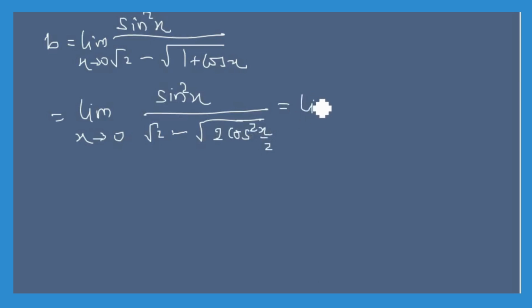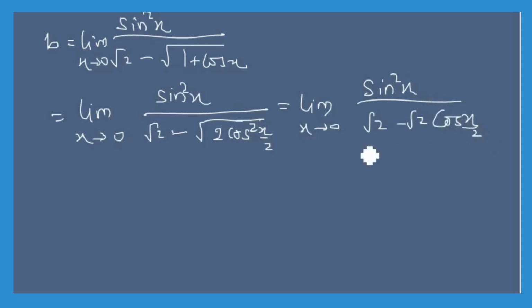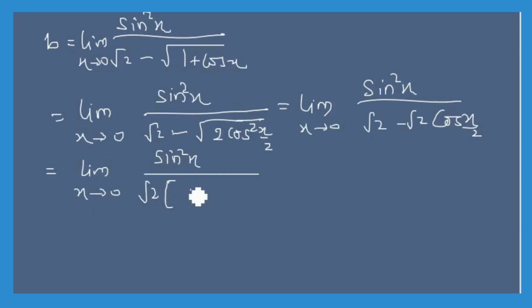Now we can write this as limit x tends to 0, sin square x by root 2 minus root 2 and cos square x by 2 in under root, so we can write this as cos x by 2. Now I can write this as limit x tends to 0, sin square x, and we take root 2 common. After taking root 2 common, we get 1 minus cos x by 2. Again we apply the formula 1 minus cos theta, that is 2 sin square theta by 2.